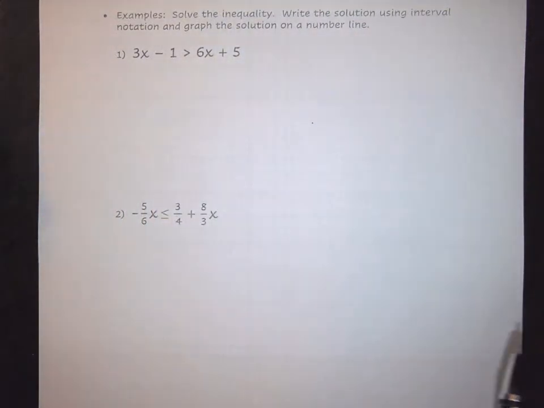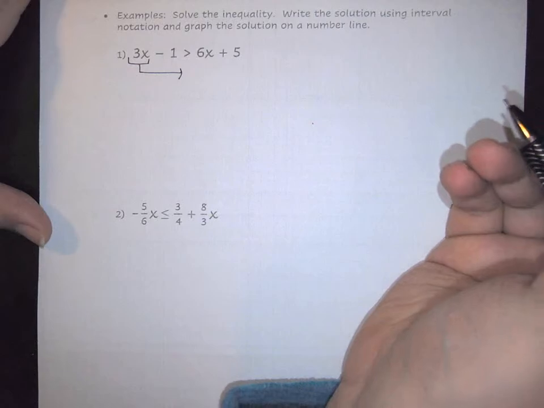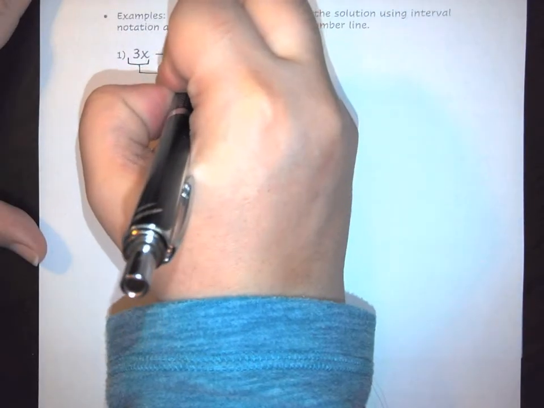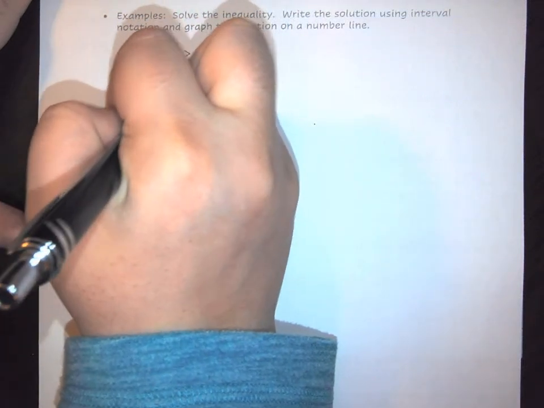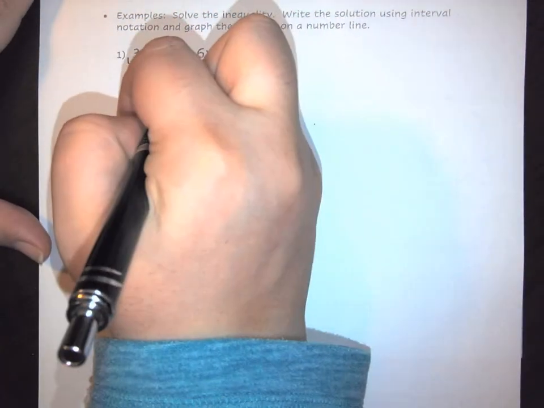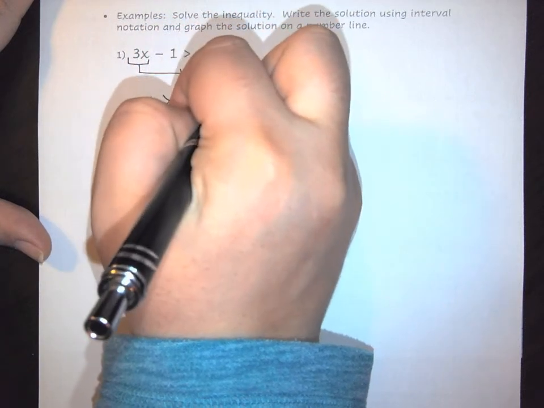So the first thing I need to do is move everything to one side of the inequality. So I'm going to go ahead and take my 3x here and I'm going to move it. Because it's positive, to move says I have to subtract. So this is going to be negative 1 is greater than 6x minus 3x is a 3x plus 5.